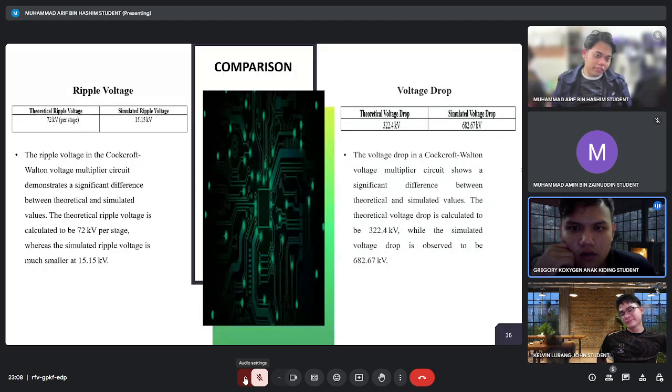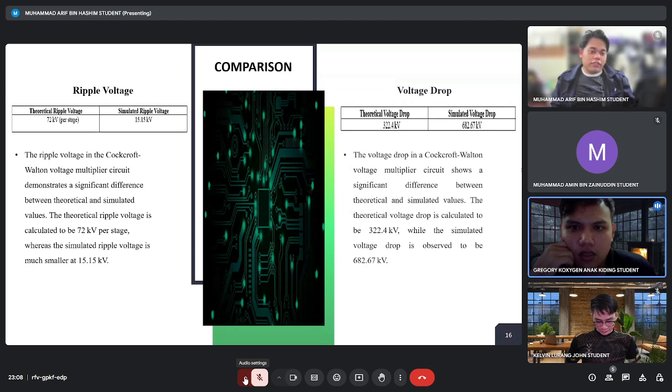So for the voltage drop, the theoretical voltage drop we calculate is 322.4 kilovolt, and the simulated voltage drop is 682.67 kilovolt. So the voltage drop in a Cockcroft-Walton voltage multiplier shows a significant difference between theoretical and simulated values. Right, next slide.